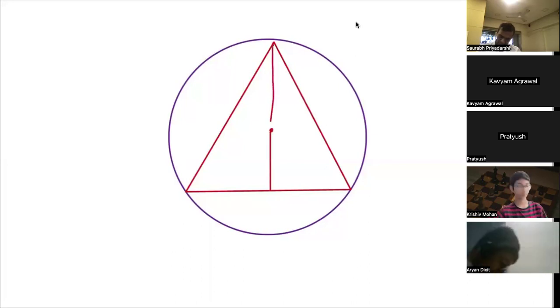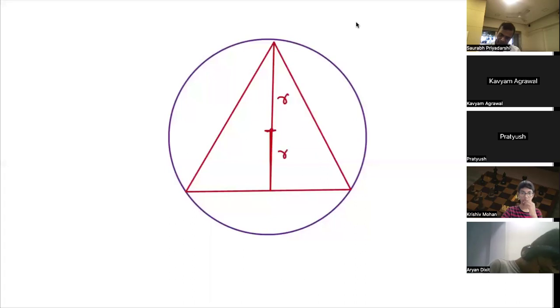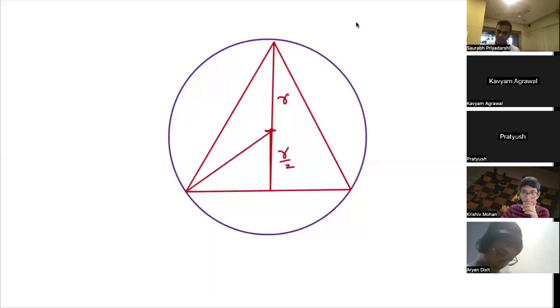Obviously, this is a perpendicular line. This is an isosceles triangle, obviously, right? This is the radius r, so this will be r by 2. And this is again the radius r, r by 2. So this angle will be 30 degrees, so this angle is 60. So every angle will be 60 degrees. This is one of the methods, right? We can use this.